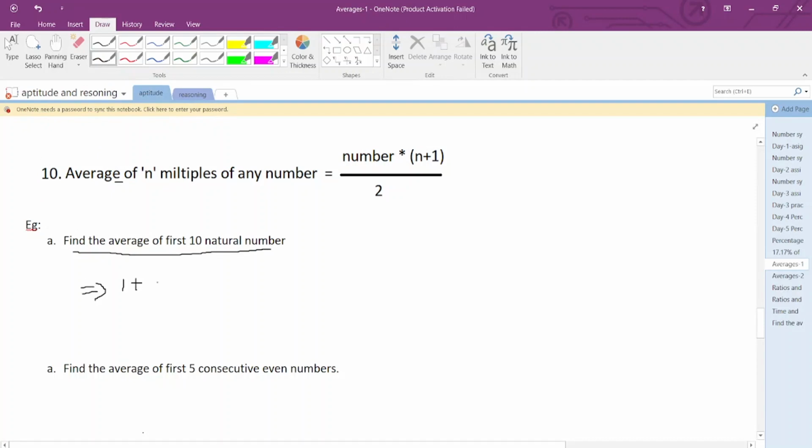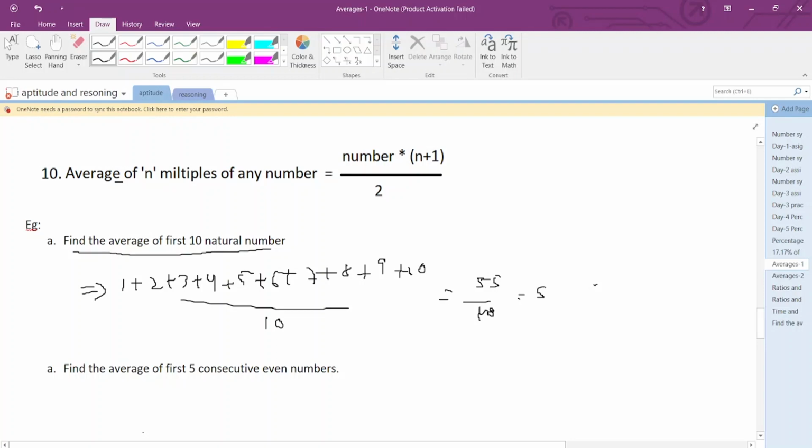What are 1 plus 2 plus 3 plus 4 plus 5 plus 6 plus 7 plus 8 plus 9 plus 10, right? So then we have to divide by 10, and whatever we get, 55 by 10, is equal to 5.5. So averages of natural numbers start directly from 1, so 1 to 10, we do the sum, addition, and divide by the total number of items, 10, to find the average.